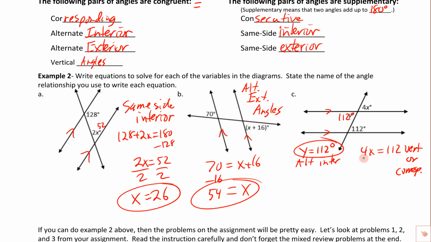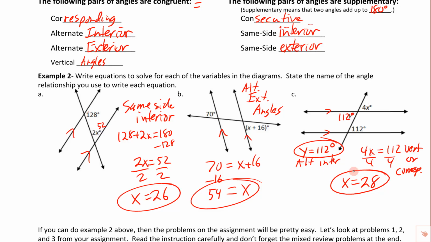Okay, and then we just divide both sides by 4 and we get x equals, let's see, if that were 100, that would go in 25 times. It's another 12, so that 4 goes into 12 3 times, so that would be 28. Okay, all right, so there's the answer there.